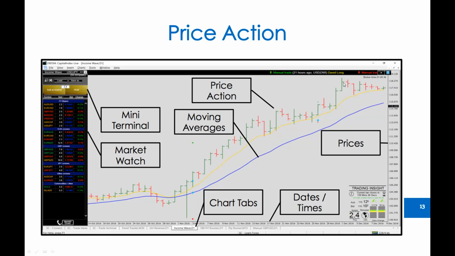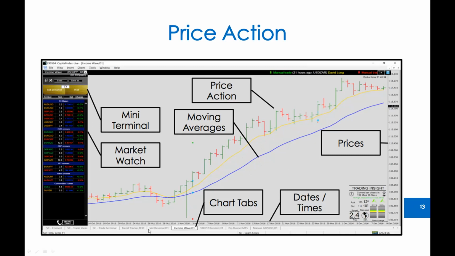In the next section we'll look at cyclicity and the minimum standards that you like to see in order to, on a high probability basis, be able to determine the direction of the market. But you see here we have green and red bars, and we'll talk about the bars themselves more in depth very shortly. Also on the chart you will see a yellow and a blue line, or any line that's plotted onto the chart for you is what we call a moving average.